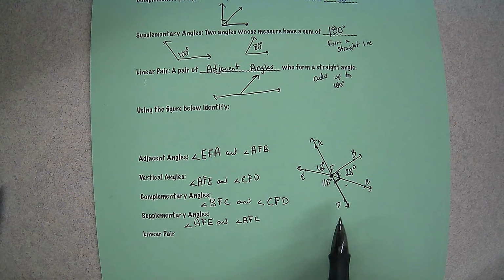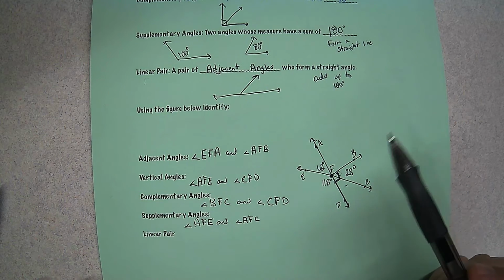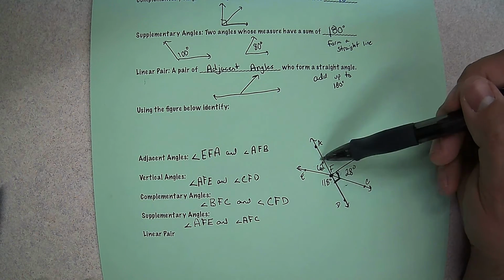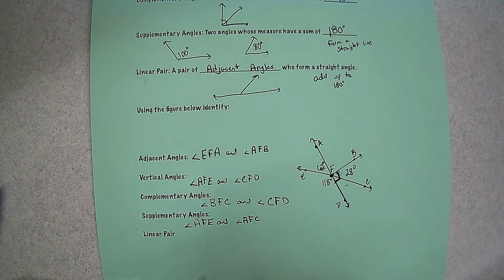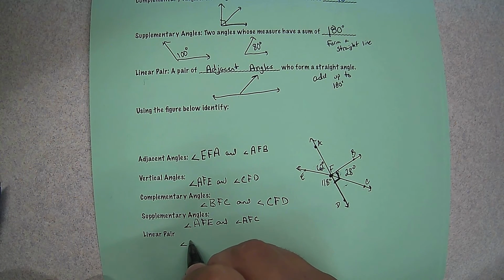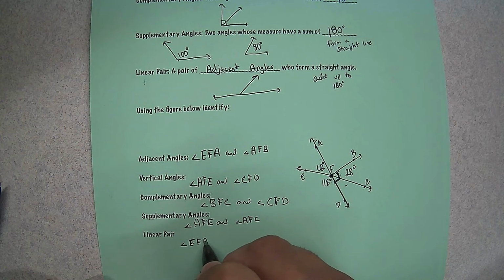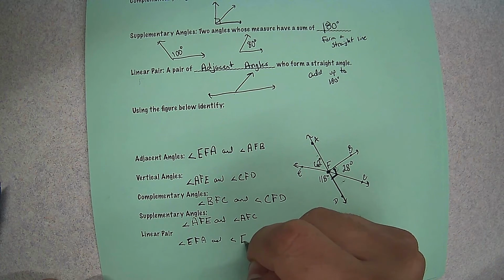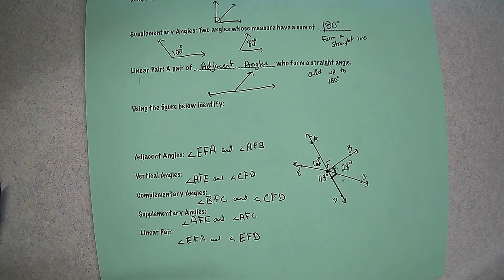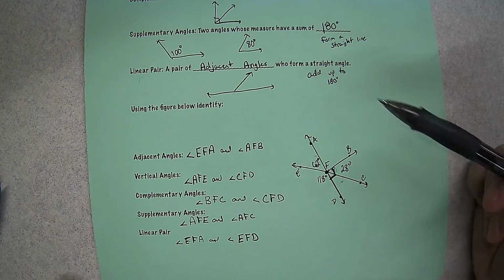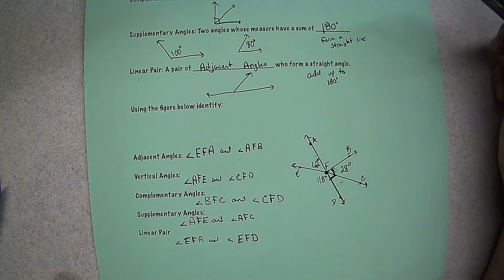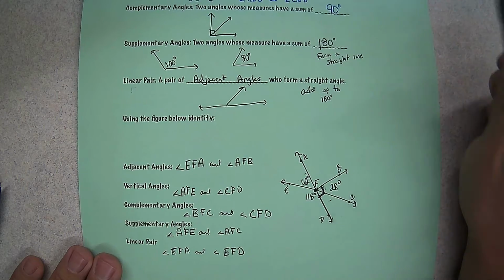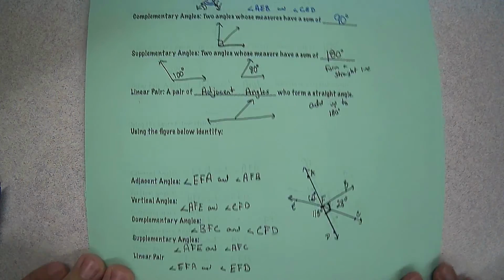A linear pair in this diagram is going to look the same, but I know that these two add up to 180 degrees. So I could do angle EFA, and angle EFD would also be a linear pair. They add up to 180 degrees. That's the first part, just identifying these. I know there's a lot of words used as we go through these. Have this paper handy where we can look at the different types of angles.